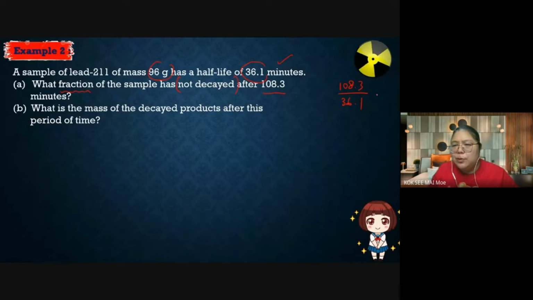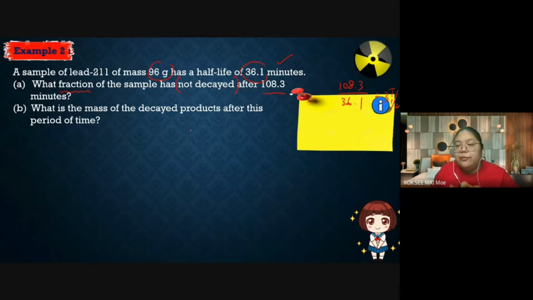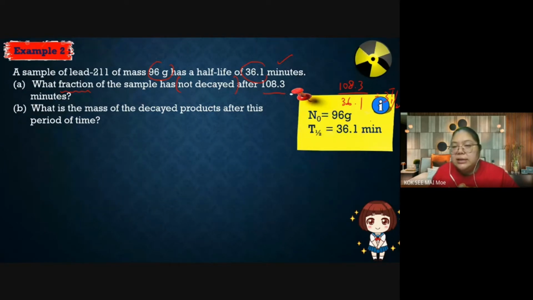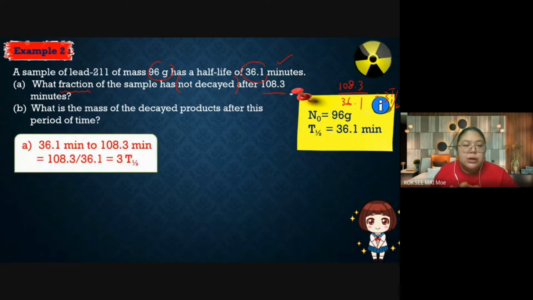So I get 3. Okay, I got 3 half-lives. Suppose inside there are 3 half-lives. So they say the original is 96. Okay, after 3 half-lives is how many? So I need to show it. Okay, info first. 96 is the original. Half-life is 36.1. This one is from the question. So I need to go from 36.1 to 108.3. I divide, I get 3 half-lives.